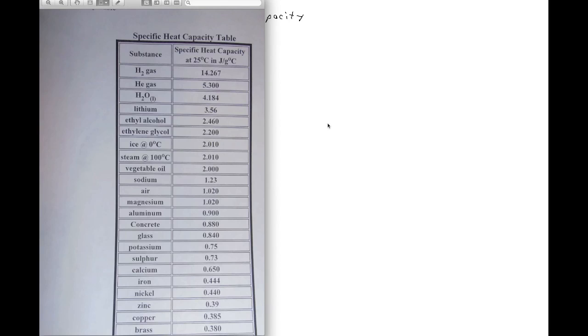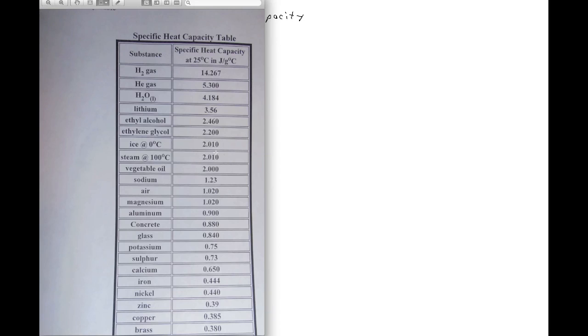So what was the specific heat then for liquid water? 4.184 joules per gram degree Celsius. Good. What is the specific heat for solid water? 2.010 joules per gram degree Celsius. That's good. You found that over here. That's the specific heat for solid water. And what's the specific heat for water vapor? The same as for ice.